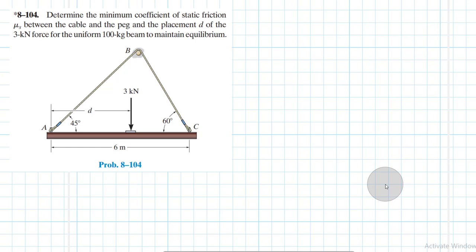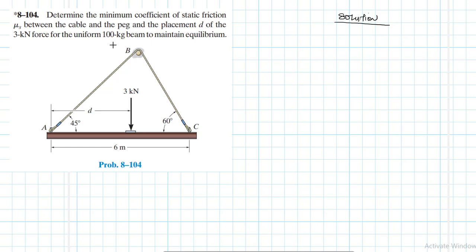The problem reads: determine the minimum coefficient of static friction mu s between the cable and the peg, and the placement D of the 3 kilonewton force, for the uniform 100 kg beam to maintain equilibrium. This problem is coming from the Engineering Mechanics Statics textbook, 13th edition, by R.C. Hibbeler.